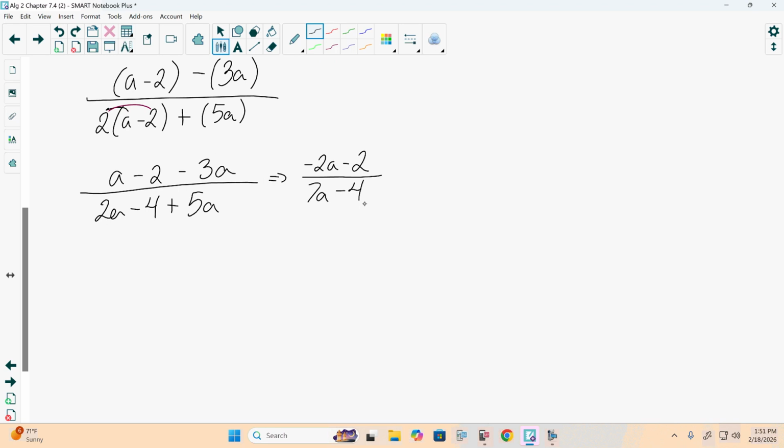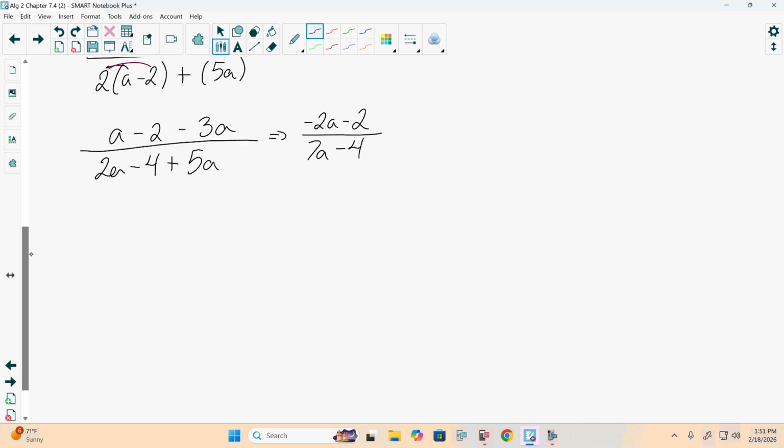Now at this point here, we just need to make sure nothing simplifies, nothing reduces. So we have to check the top and bottom, the numerator and denominator, and make sure there are no greatest common factors or ways to simplify. On top, negative 2a and negative 2 have a greatest common factor of 2. Because we can take the negative out, we can leave it in.